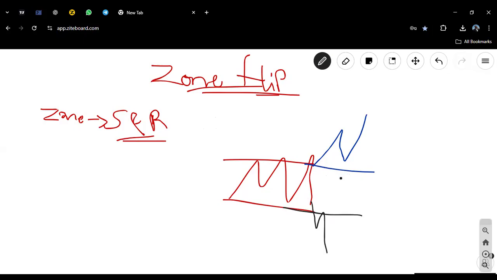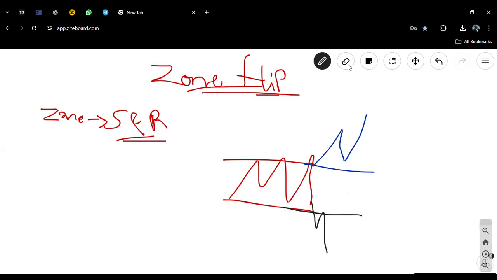Why do I teach this? Because in this program, I've seen so many entries that I take through this zone flip. There are a lot of entries you will sometimes take using zone flip. All right, so that is good.